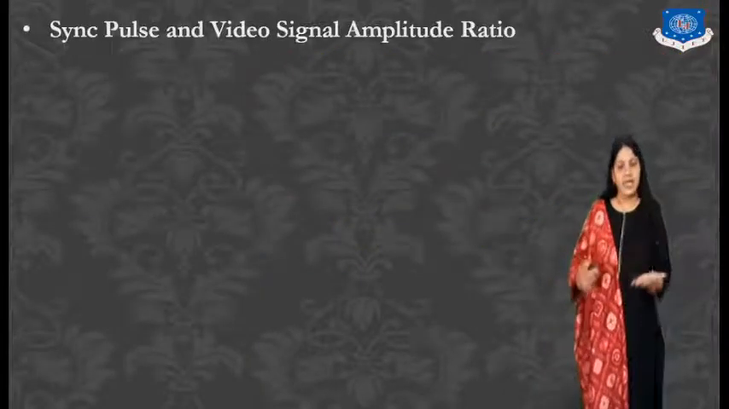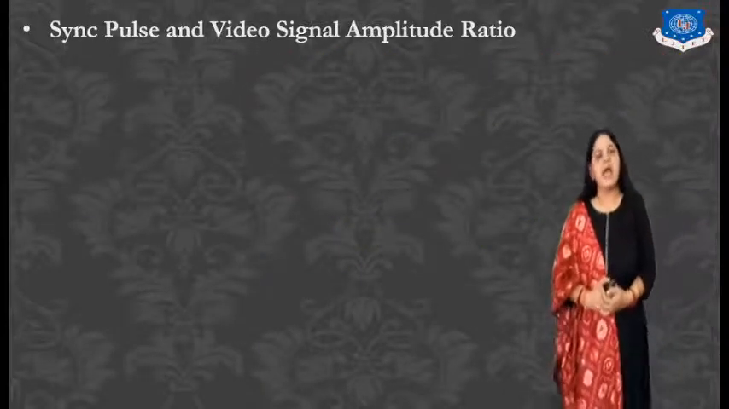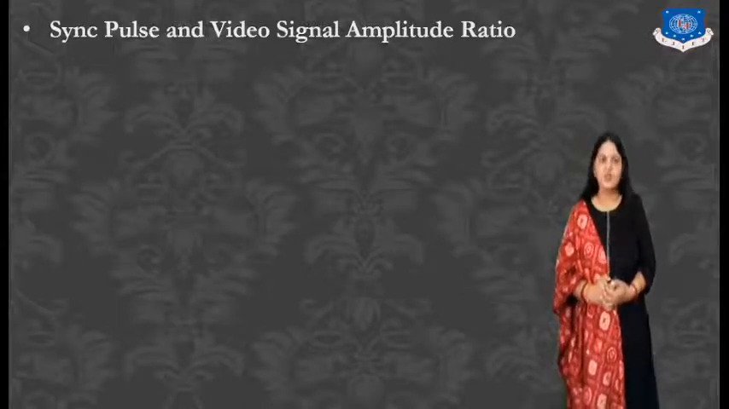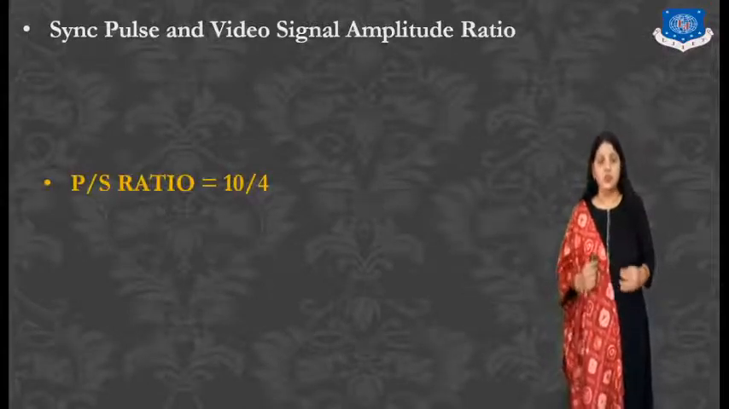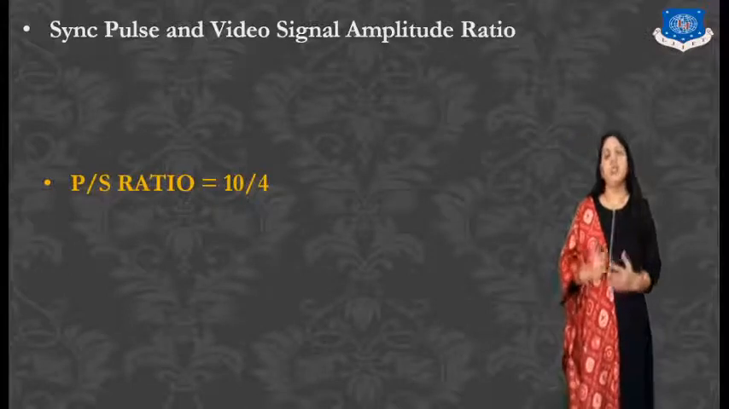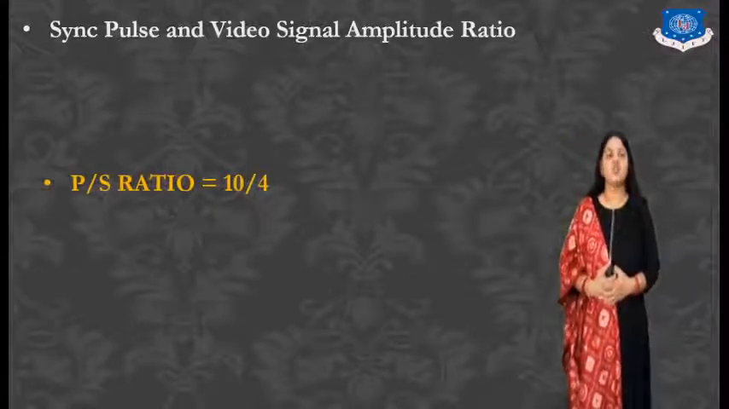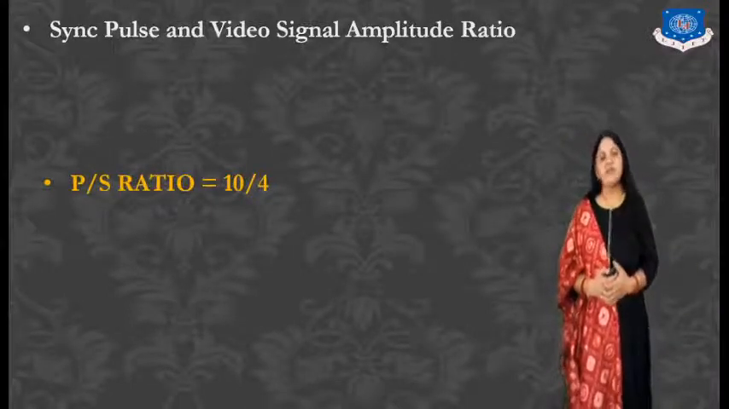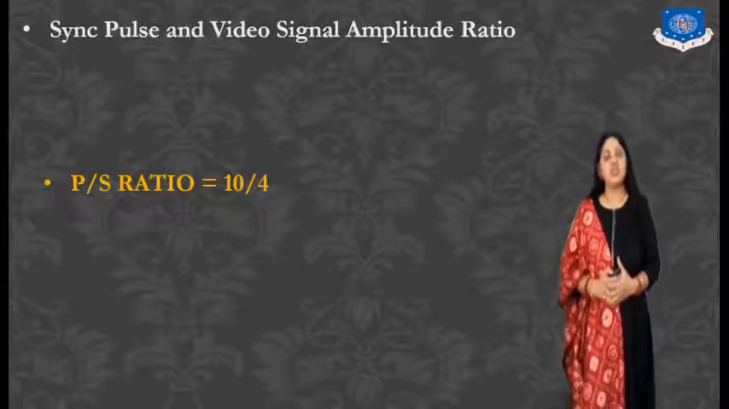Next is the sync pulse and video signal amplitude ratio, known as the picture to sync ratio, which is 10 divided by 4. So this is regarding the composite video signal details.